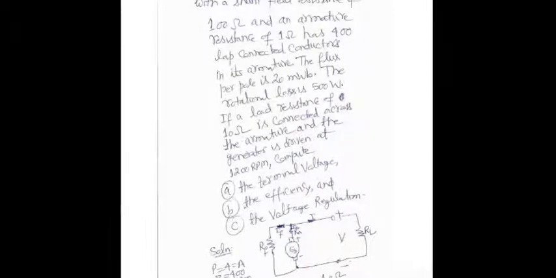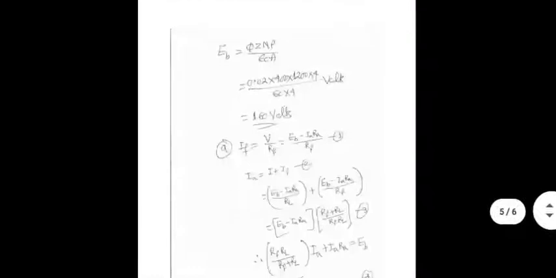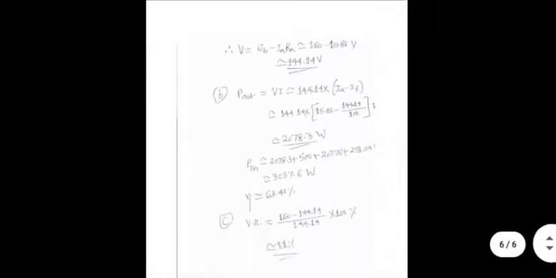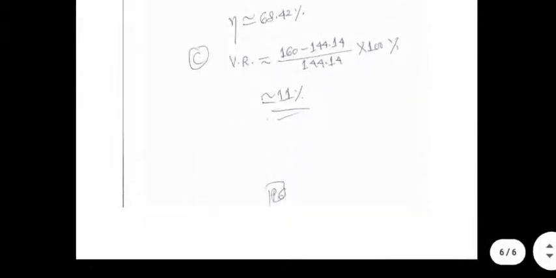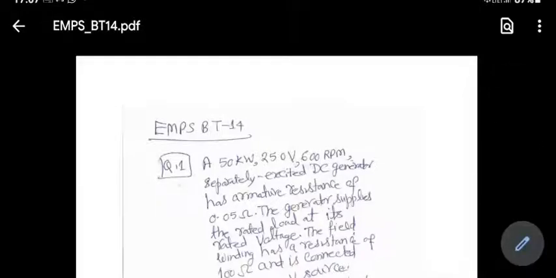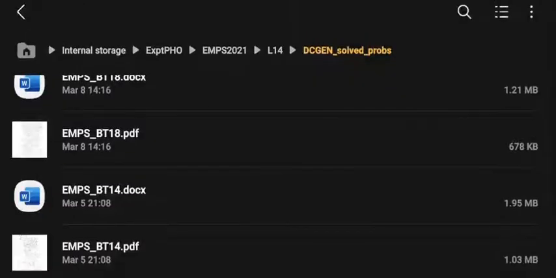Now the last thing they want is voltage regulation. Yes, that's not difficult. Open circuit voltage will be simply EB, which is 160 volt. Full load voltage will be V, which is also calculated as 144.14 volt. So take the difference, divide the difference by 144.14 and multiply the result by 100. 11% approximately is the answer for voltage regulation. It's a bit tricky problem because you have to manipulate the equations. More than one unknowns are involved.